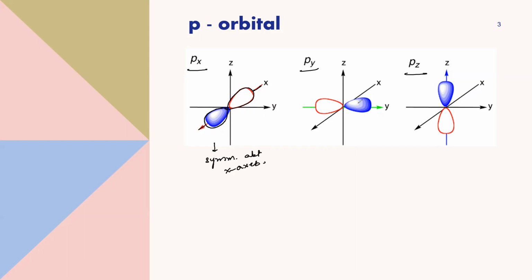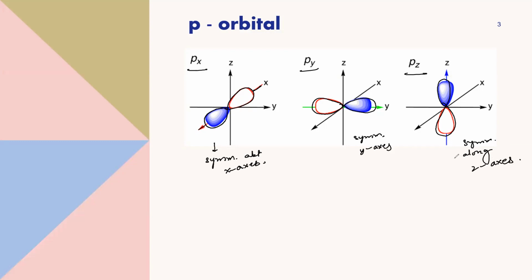Okay, and this one is along the y-axis, py. So this is symmetrical along the y-axis. And this one is along the z-axis. So symmetrical along the z-axis. So what are they?